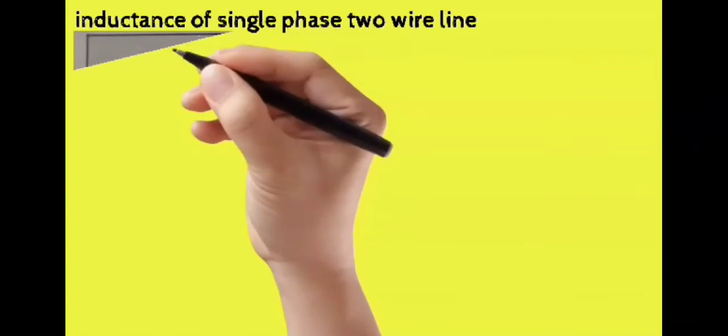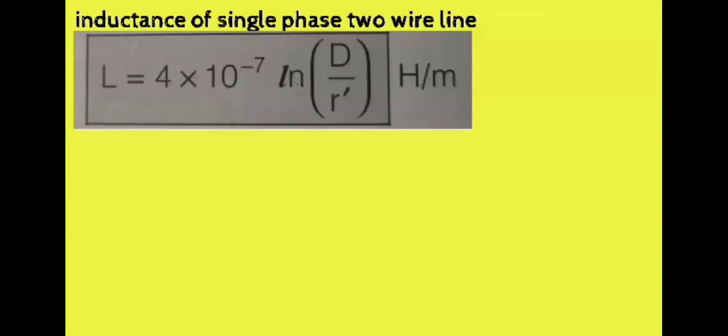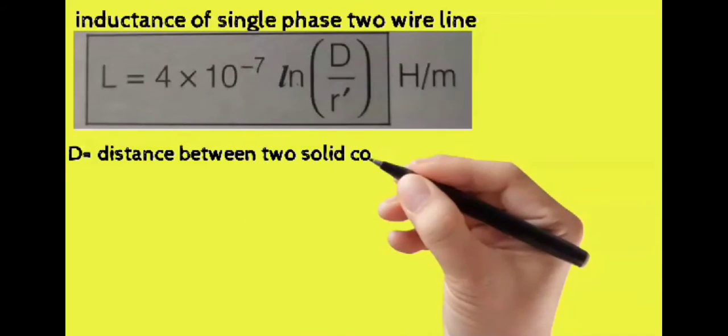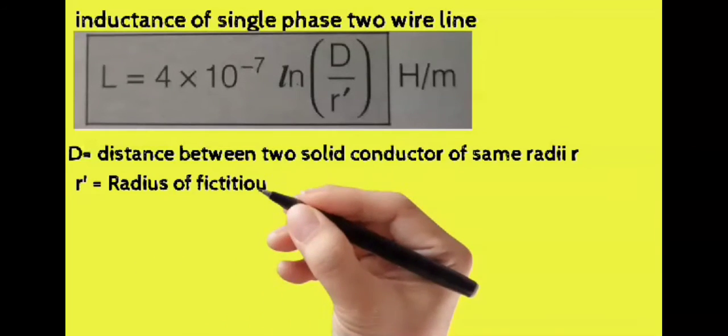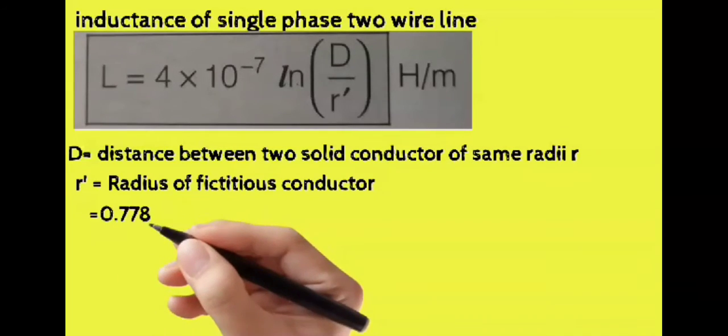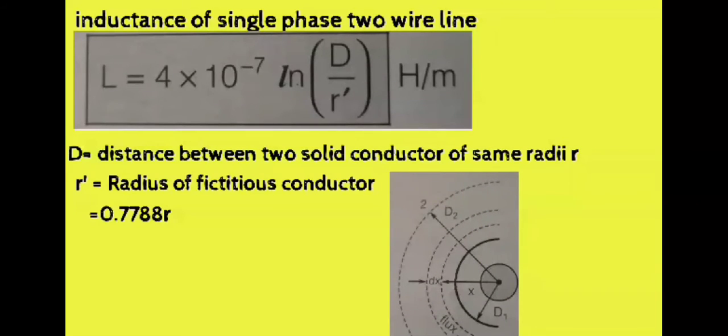Inductance of single phase two-wire line, that is L is equal to 4 into 10 to the power minus 7 ln D upon R dash, Henry per meter. So it is the formula of inductance of single phase two-wire line. Here D is the distance between two solid conductors of same radii R, and R dash is the radius of the fictitious conductor, equal to 0.7788 R.